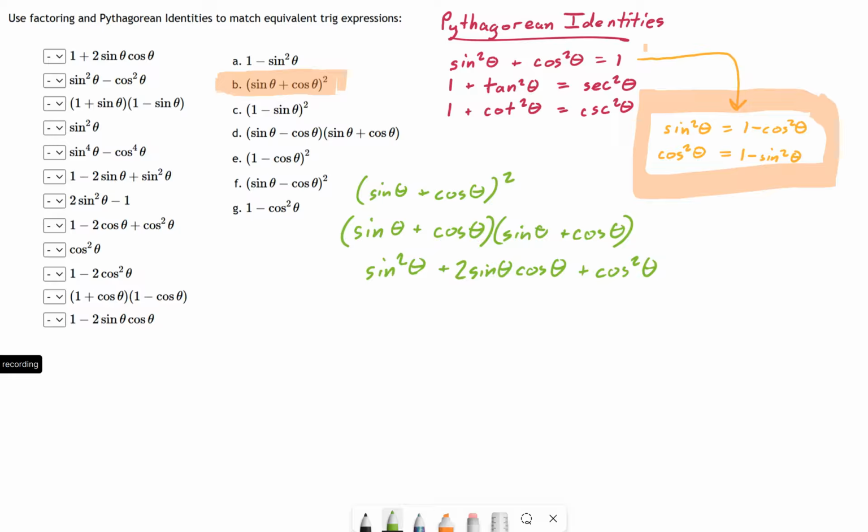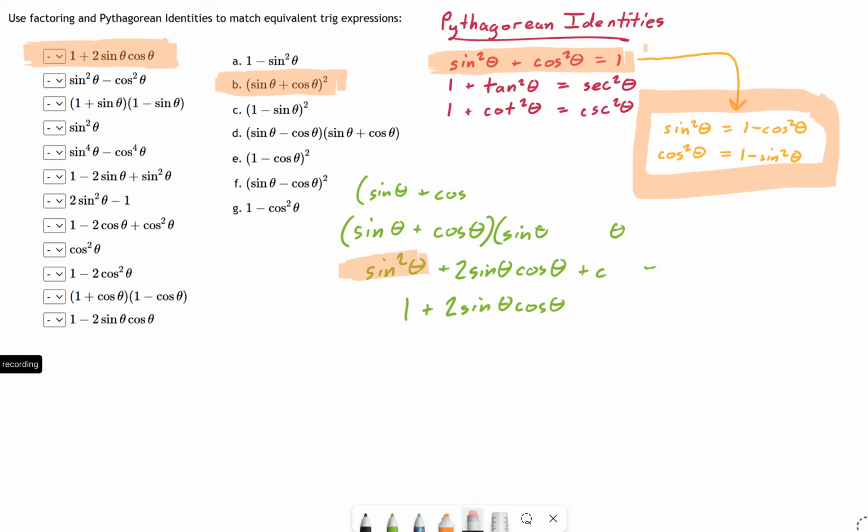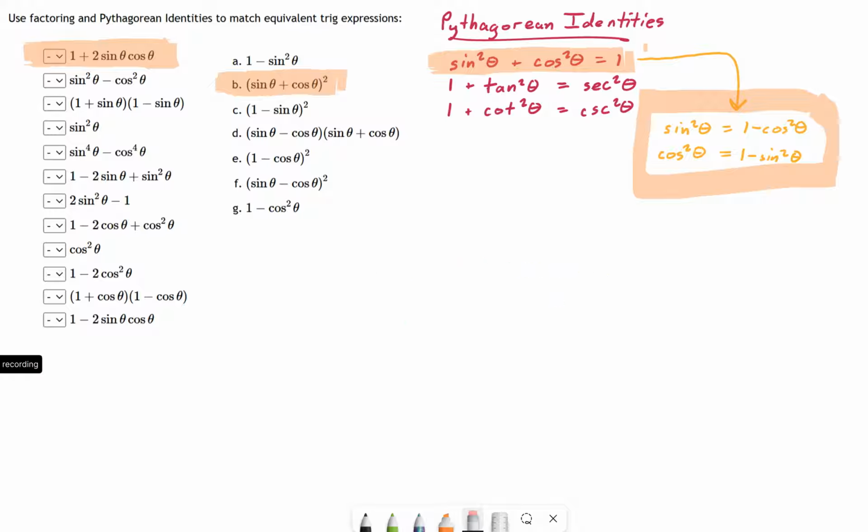Now, hopefully you can see something here at this point, and if not, don't worry, you'll get practice at it. Remember that sine squared plus cosine squared equals 1? Look what I have here, sine squared and cosine squared. So that means this turns into 1 plus 2 sine theta cos theta. Now, is that over here on the left? Yep, right there. So that's how you do some of this stuff. The low-hanging fruit is easy, but most of the time you'll have to do some algebra to find the matches.